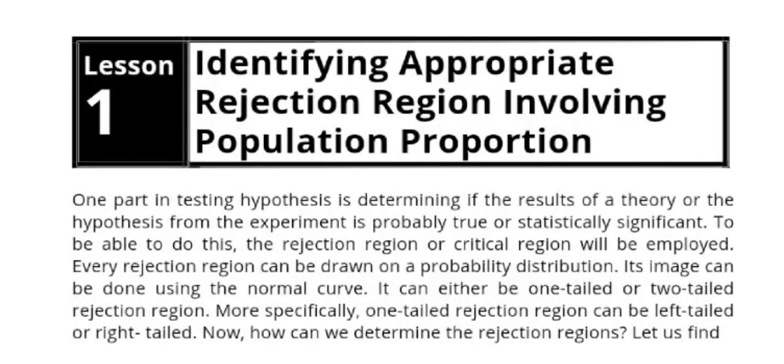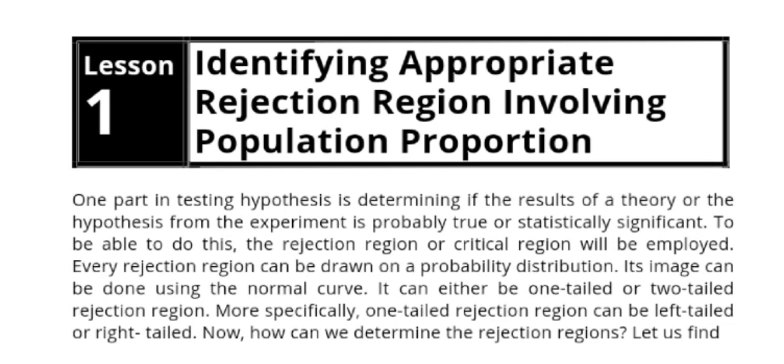So, lesson 1 of module 11: identifying the appropriate rejection region involving population proportion. One part in testing a hypothesis is determining if the results of a theory or the hypothesis from the experiment is probably true or statistically significant. To be able to do this, the rejection region or critical region will be employed.